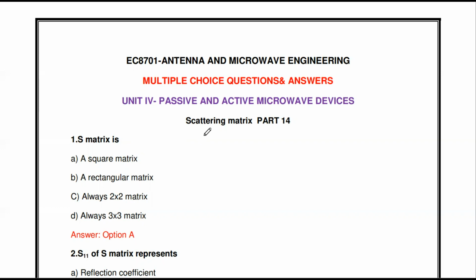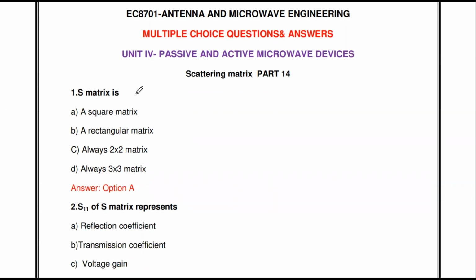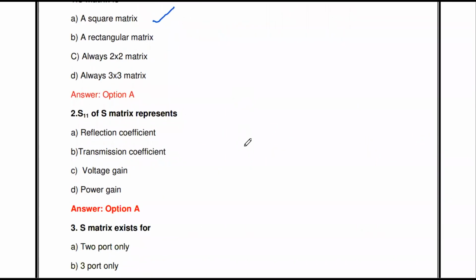S matrix means the scattering matrix, shortly denoted as S matrix. Is the S matrix a square matrix, a rectangular matrix, always 2 by 2, or always 3 by 3? The S matrix is always a square matrix. The number of rows and number of columns is always equal for any S matrix of any microwave devices. Then the next one: S11 of the S matrix represents.